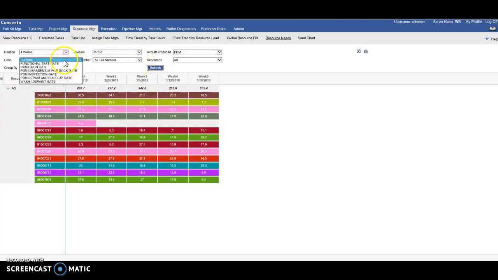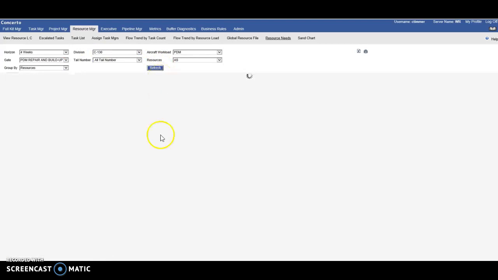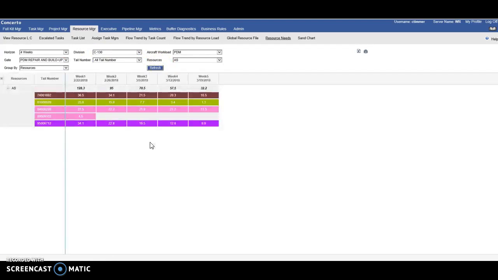If I want to just look at the PDM repair and build up gate, and again it's these 6 aircraft, I can refresh and say, look, my load in the PDM repair gate for those 6 aircraft right now is 128 sheet metal mechanics, and it goes down pretty quickly. A lot of this sheet metal mechanic work may be tied to the sheet metal portion within the Tier 1 tasks that may be completed already. So if your sheet metal is ahead, this load may still show up here a little bit only because they're in those tasks that maybe they've completed.